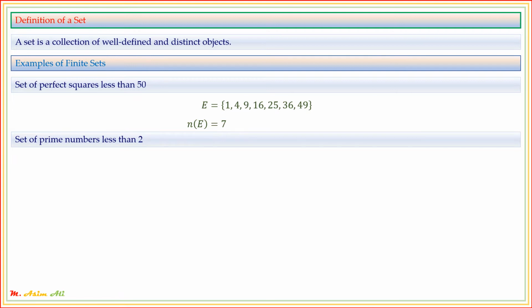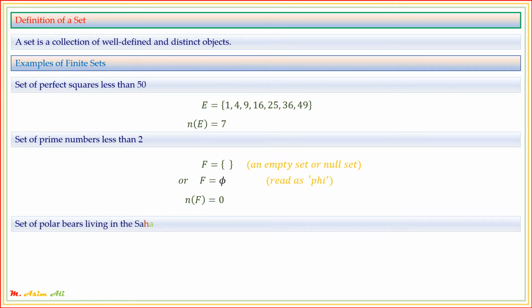Set of prime numbers less than 2. We don't have any prime number less than 2. So this is going to be an empty set. We simply put nothing in between the brackets. That will denote an empty set, and it is also called a null set. We have another notation to express an empty set. F is equal to this symbol, which is read as phi, so the number of elements in the set F is 0.